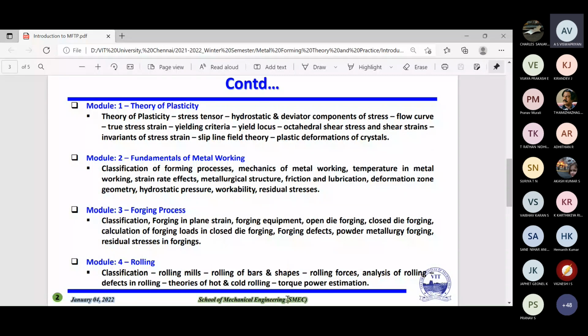Similarly, when we are talking about rolling, we have to talk about the classification of rolling, like rolling mills, and in classification also show how many rolls we are using. Then we will talk about hot rolling and cold rolling. Based on this we'll also make some numericals. Of course, in every module we will do maybe 2 or 3 numericals. Little longer numericals, but we can do them.